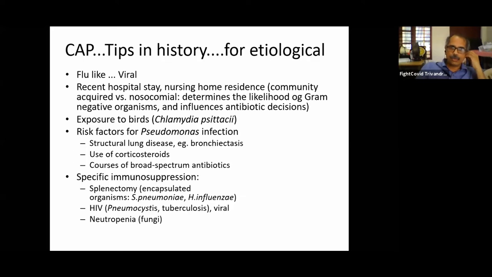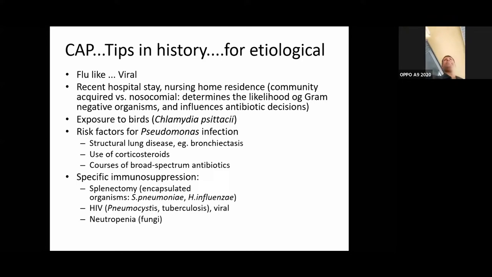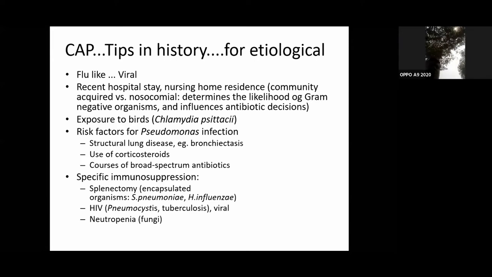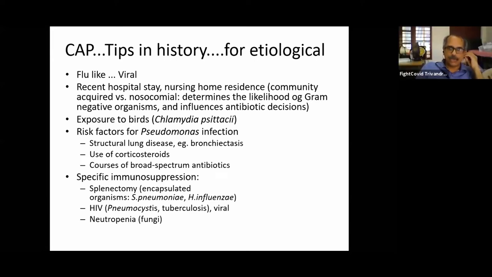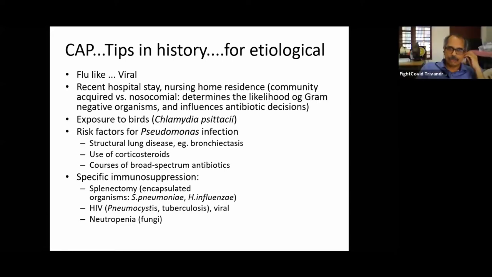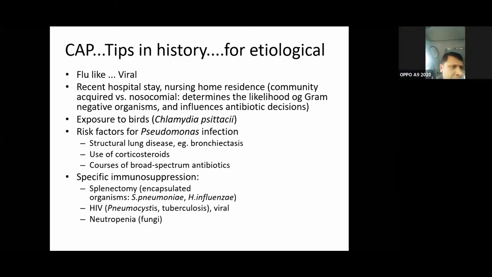If you go a little deep into the history, we may get some of the etiological diagnosis also. For example, if the patient is presenting with flu-like symptoms, it is most likely a viral pneumonia. Similarly, if the patient has any immunosuppression, for example a patient who has undergone a splenectomy, likely organisms may be encapsulated organisms like pneumococci or Haemophilus influenzae.